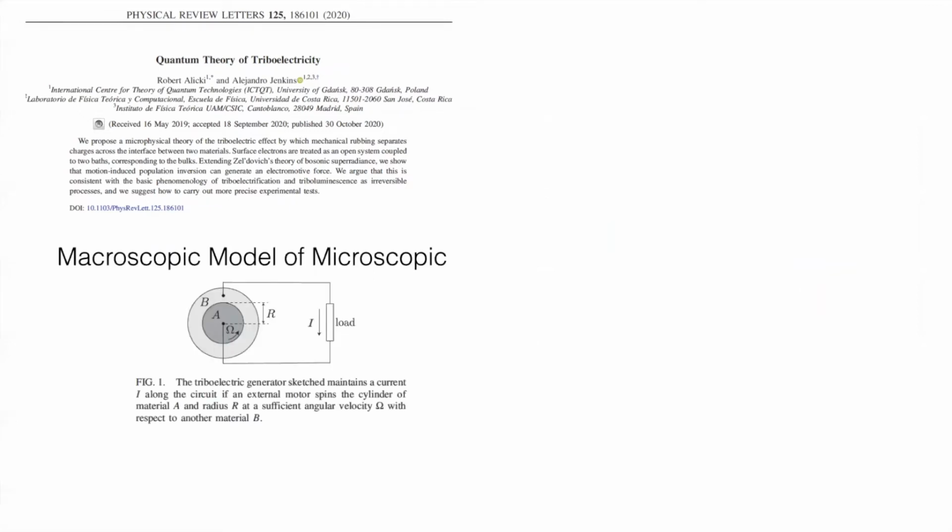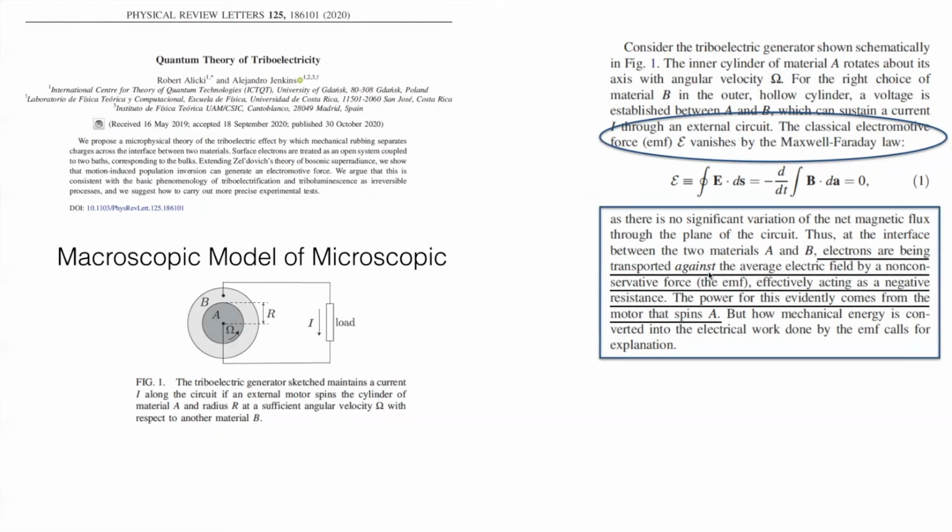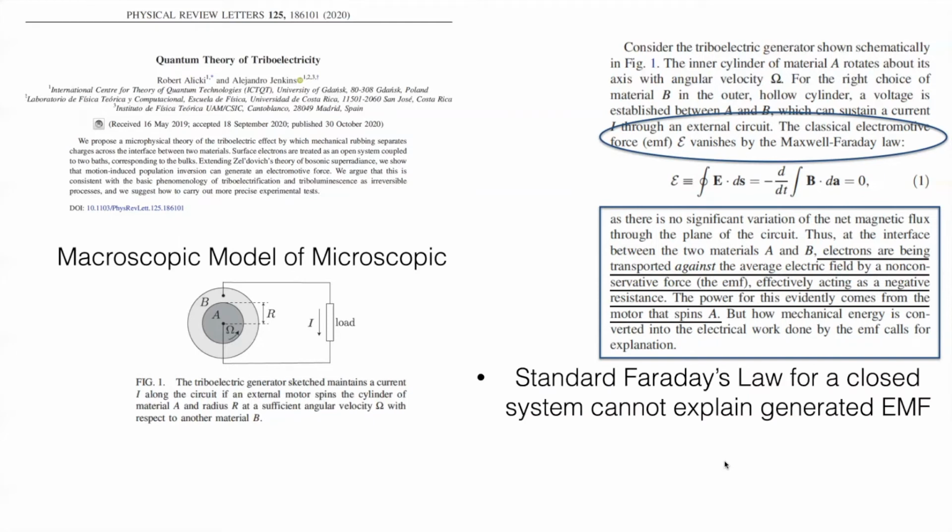Recently, it has been noted in trying to understand triboelectricity, which is a form of an electret, if we look at the microscopic model and apply a macroscopic model, it's noticed that the time derivative of B dot dA is 0. And that's the same in all these systems. You'll notice that there is no rate of change of magnetic flux that creates this EMF. Electrons are being transported against an average electric field by a non-conservative force, and the power for this evidently comes from a motor that spins. So the standard Faraday's law for a closed system cannot be explained. It's a non-conservative system. That is the reason.